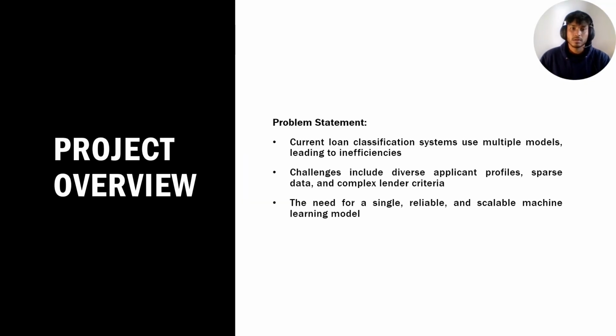So in the current loan classification system, we're using multiple models which often lead to inefficiencies. And there are several challenges faced, including diverse applicant profiles and past data, and in order to deal with this, we need a single, reliable, and scalable machine learning model.